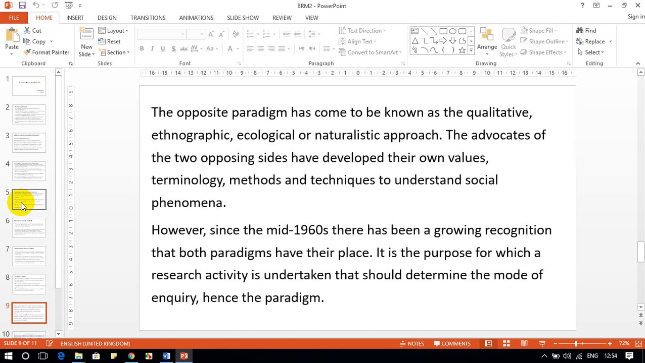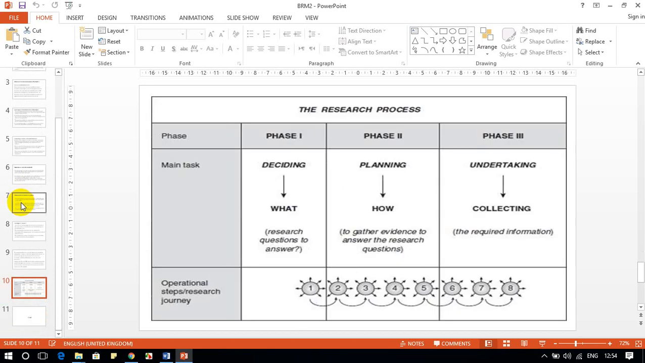Some business organizations, as per their requirements, would conduct research based on the natural sciences. So that is the natural sciences perspective of research, and the other one is the scientific perspective of research. To summarize, there are two paradigms: one is the scientific perspective, and the other is the naturalistic perspective of research.